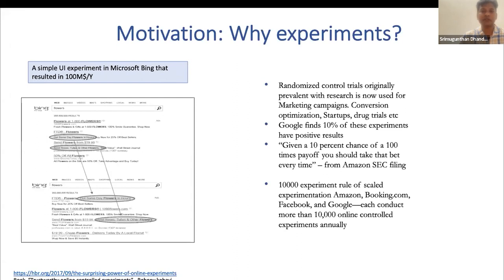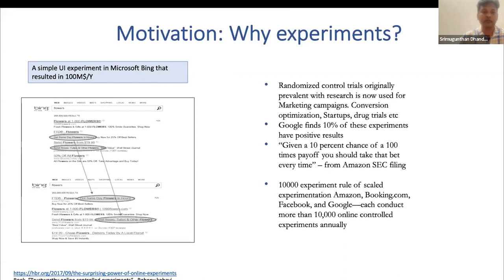The amount of experiments that they are doing keeps on increasing. Companies like Amazon and Netflix do 10,000 experiments per year. Out of those experiments, some numbers quoted say 9 out of 10 fail. At least 50% of them definitely fail. But they still go ahead and do those experiments, because the payoff for the experiments that actually succeed can be quite high. Some of the experiments can give a lot of payoff.